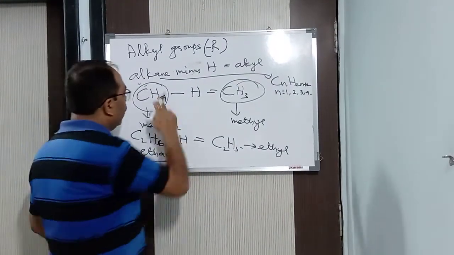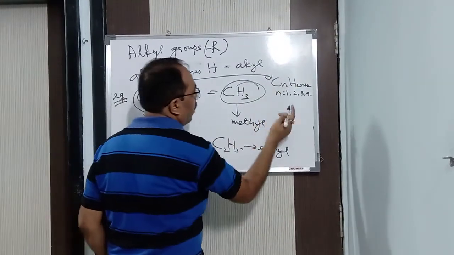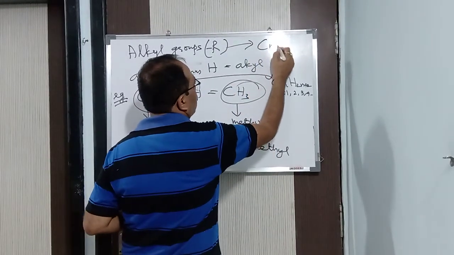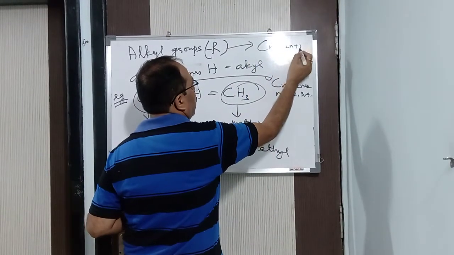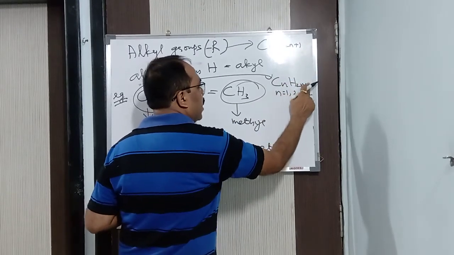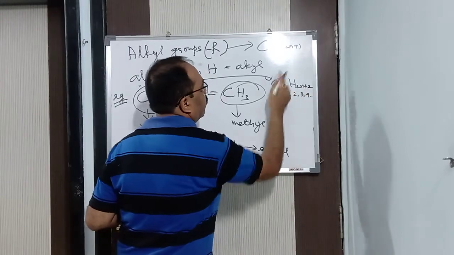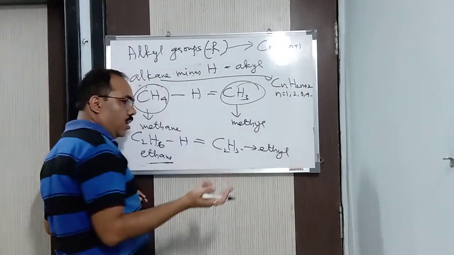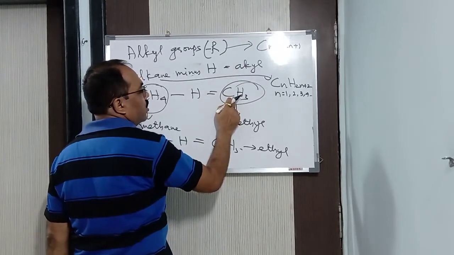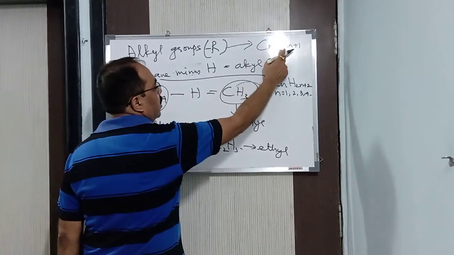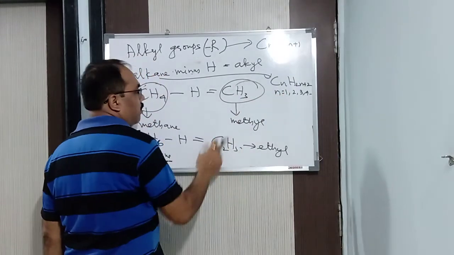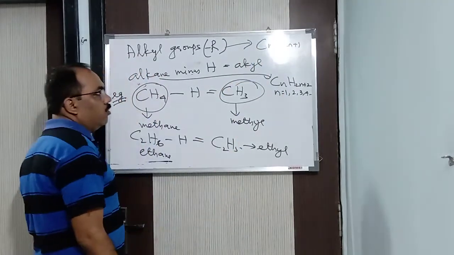So the general formula of alkane is CnH2n plus 2. And the general formula of alkyl is CnH2n plus 1, because I am removing one hydrogen. Here it is plus 2, right? If I remove one hydrogen, it will be plus 1. For example, n value is 1, so CH3. Here you put n as 2, and you get C2H5. Correspondingly you will get the others.